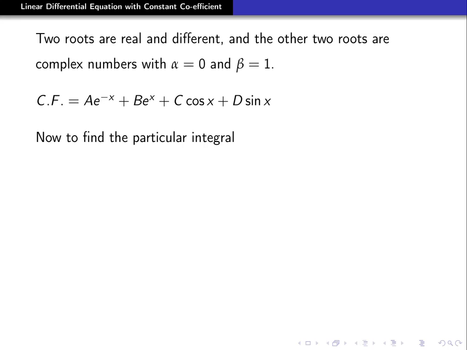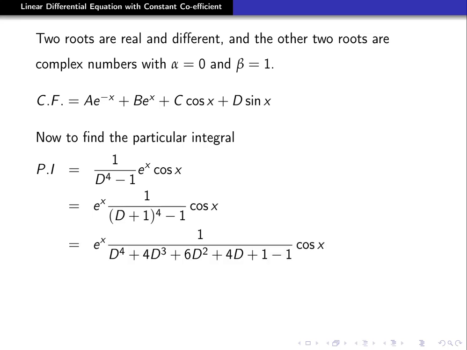Now, to find the particular integral, replace r of x and f of d. Since it is a product with an exponential term, we need to bring it in front. So e power x into 1 divided by f, where we replace d in terms of d plus a. Here a is nothing but the coefficient of x in the exponential term, which is 1. Therefore a is equal to 1. Replace d in terms of d plus a, that is d plus 1. Then we have to expand (d plus 1) the whole power 4 like this. We simplify, and plus 1 and minus 1 get cancelled.